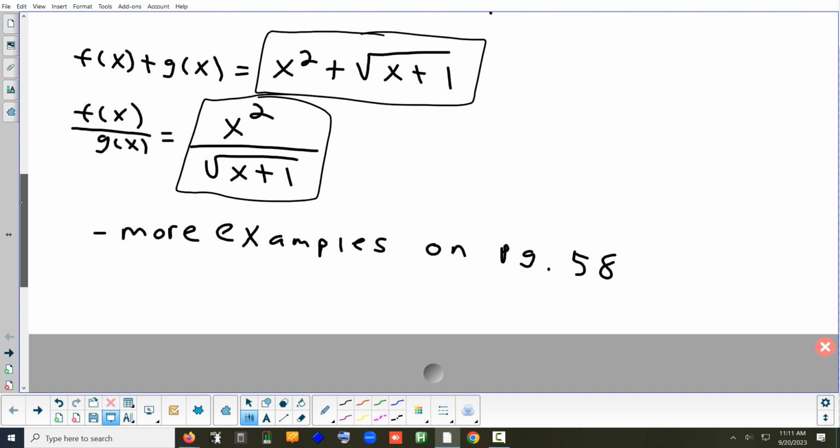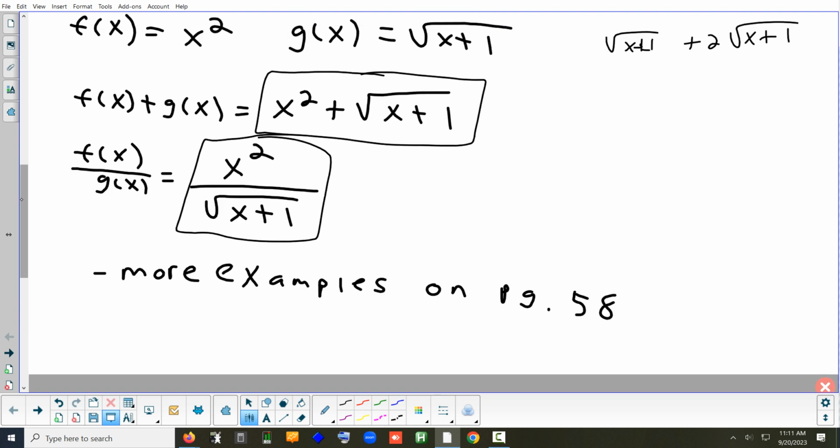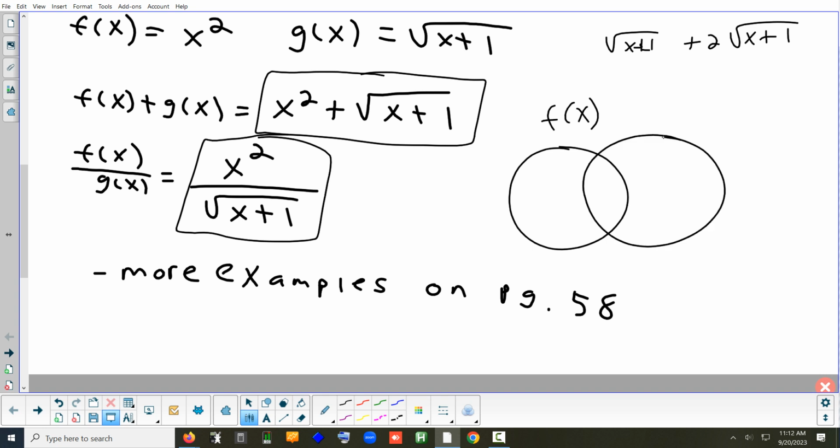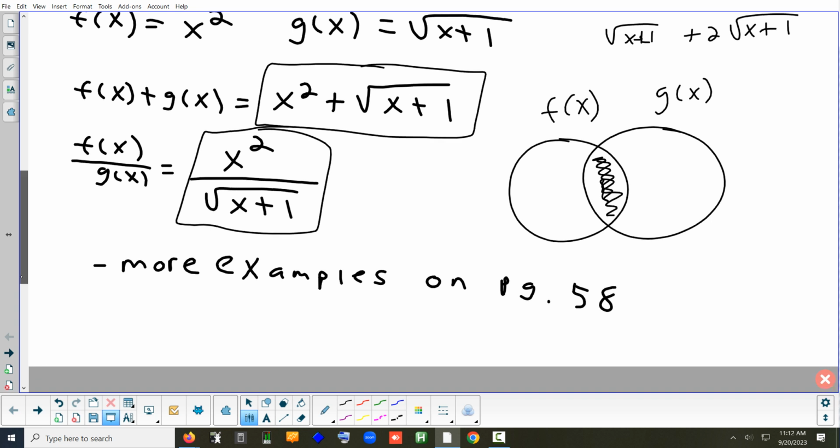So now the domain. Well, let's think of the domain this way. Let's say that all of these numbers are the numbers you can plug into f of x. All of these numbers are the numbers you can plug into g of x. The domain is the numbers that you can plug into both. Okay, so it's the numbers that would work in the first one and the second one. So it's the numbers that work in both functions.